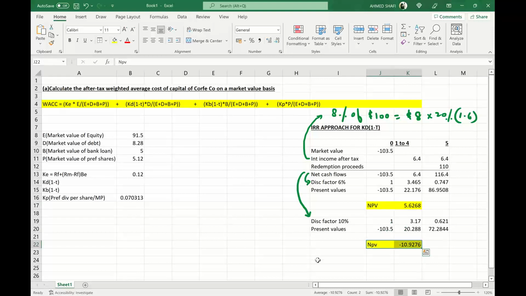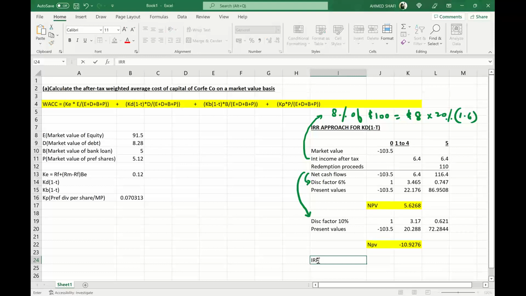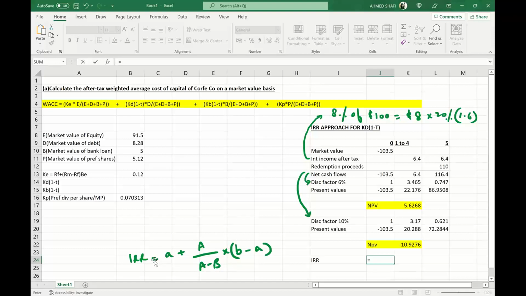Once you get the positive and negative NPV, you need to put them in the formula of IRR. Now we know what is the formula of IRR. Just for the sake of recap, I am writing it here: small a plus capital A over capital A minus capital B into small b minus small a. So small a is the rate of positive NPV. Can you see the rate of positive NPV? It's 6%. Positive NPV is at 6%, 0.06. Plus capital A. Capital A is basically the positive NPV.